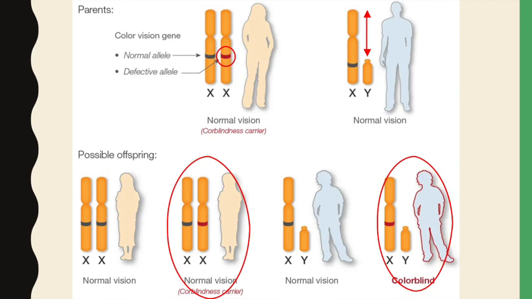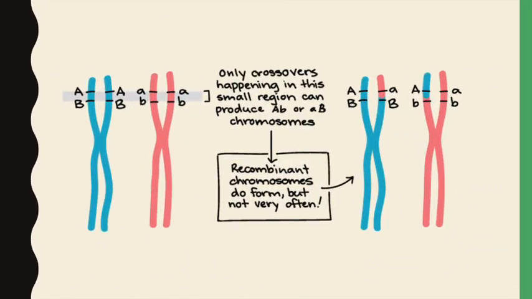Linked genes are genes located close together on the same chromosome. Unlike the law of independent assortment, these genes do not segregate independently. During meiosis, linked genes tend to be inherited together more frequently than not. However, the exception lies in crossing over, a process where genetic material is exchanged between the homologous chromosomes during meiosis. Crossing over can separate linked genes, leading to new combinations.